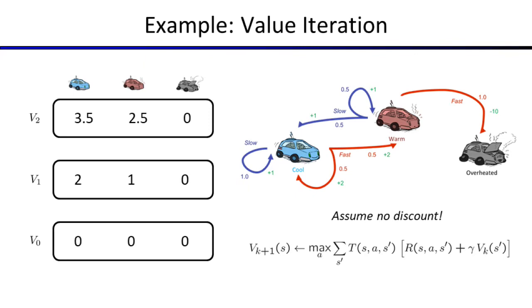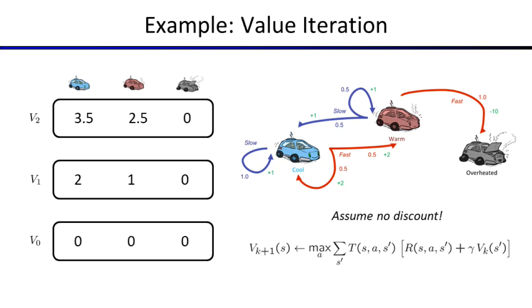Starting with time 0, fill all values with 0. No points have been earned at all. At time 1, you can look at the blue side, run this equation by considering two actions. Either go fast, which gives you 2 points, 2 plus 0 is 2, or go slow, 1 plus 0 is 1. Fast is better, so let's choose value 2. On the red side, you can go fast, which gives you negative 10 plus 0, or go slow, which is 1 plus 0. So going slow is better with a value of 1.